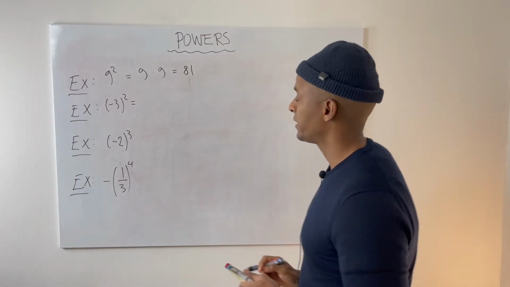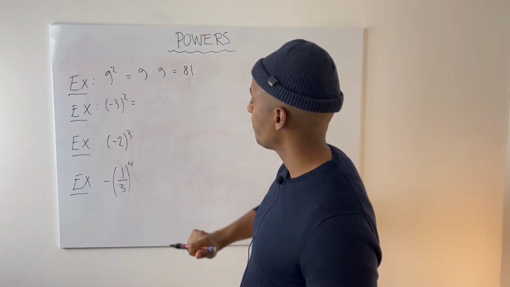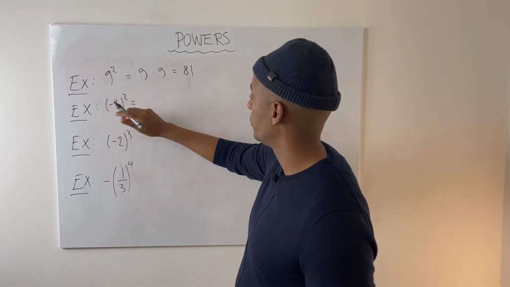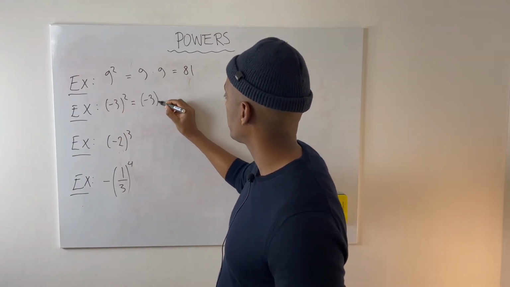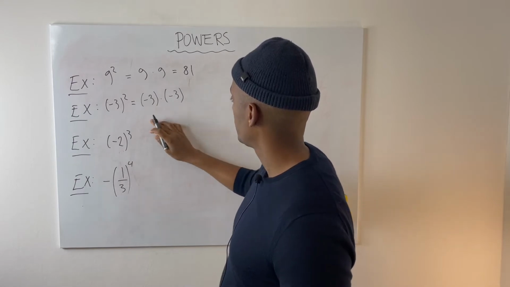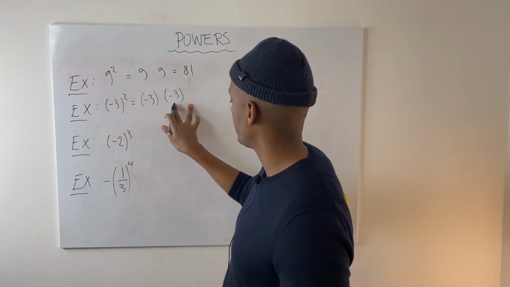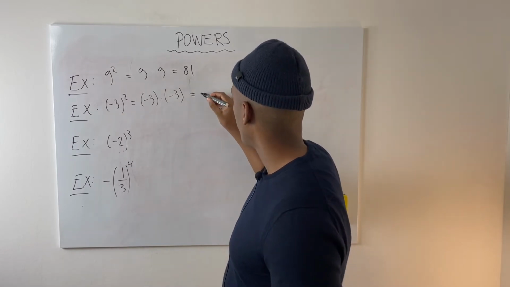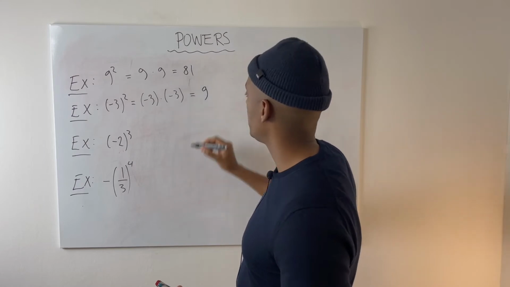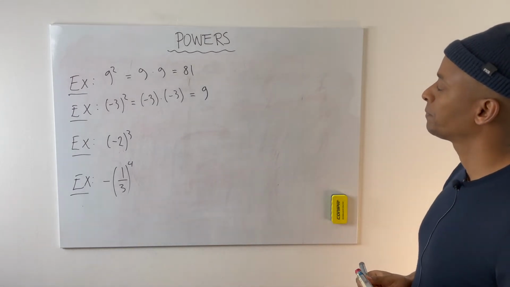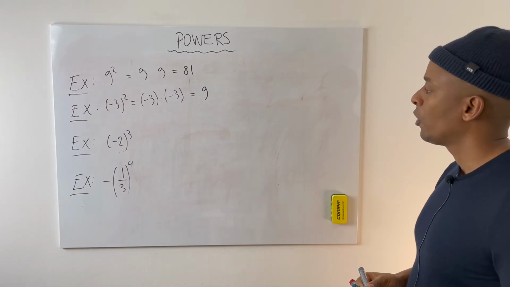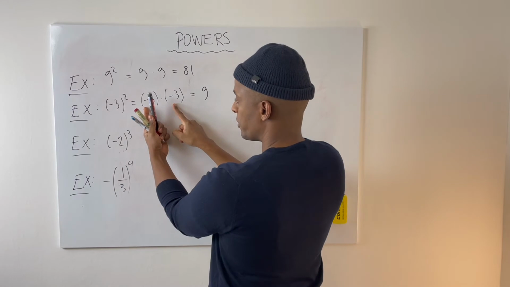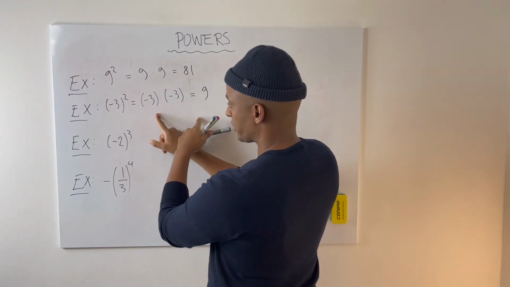In the second example, we have minus 3. And we're going to multiply minus 3 with itself once, because there's a 2. So it's minus 3 times minus 3. And minus 3 times minus 3 is equal to plus 9. So this is going to be 9. Okay. Why is it plus? Because when we multiply two negative numbers with each other, it cancels out, right?